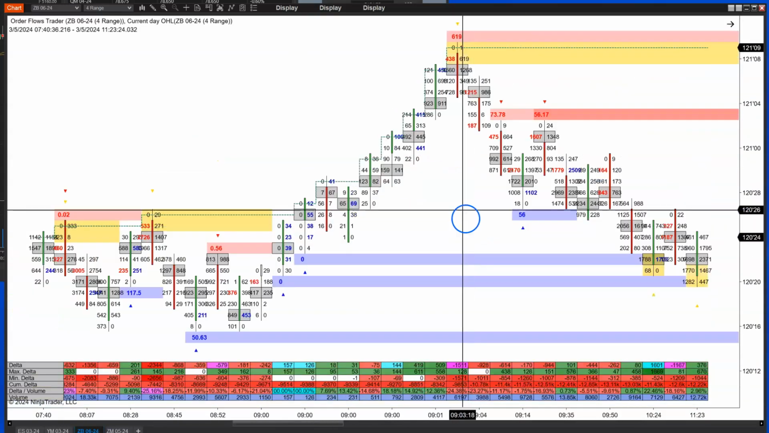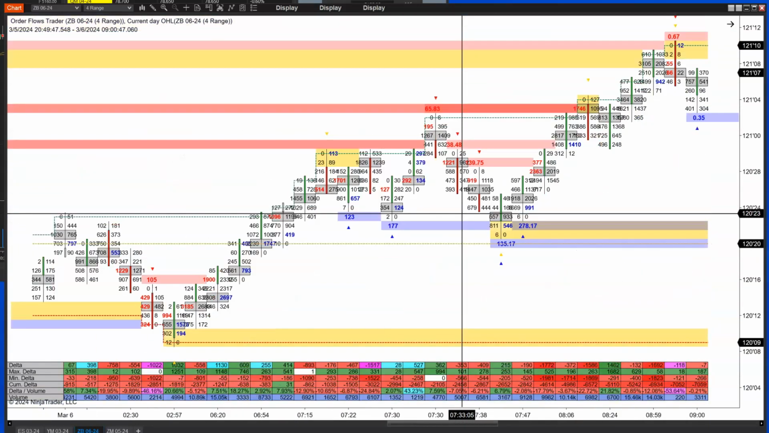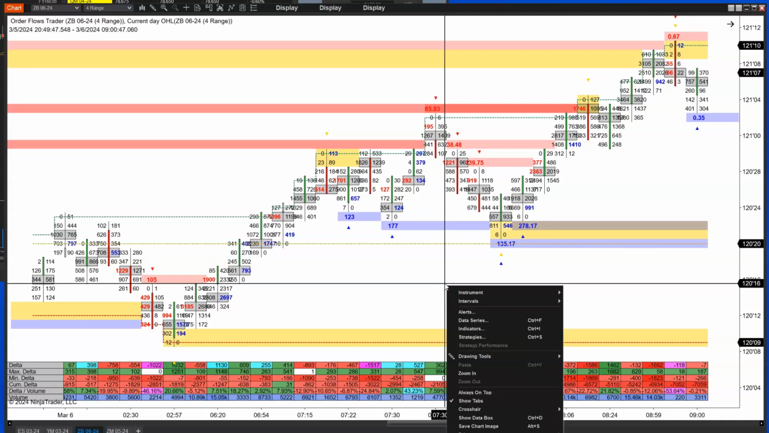So again, I hope that's going to get a few traders thinking how they could use this in their own trading and benefit from it, because at the end of the day, all order flow is data, right? And what Orderflows Trader does is it puts the data into an easy to read format so that you can understand what's taking place in the market.